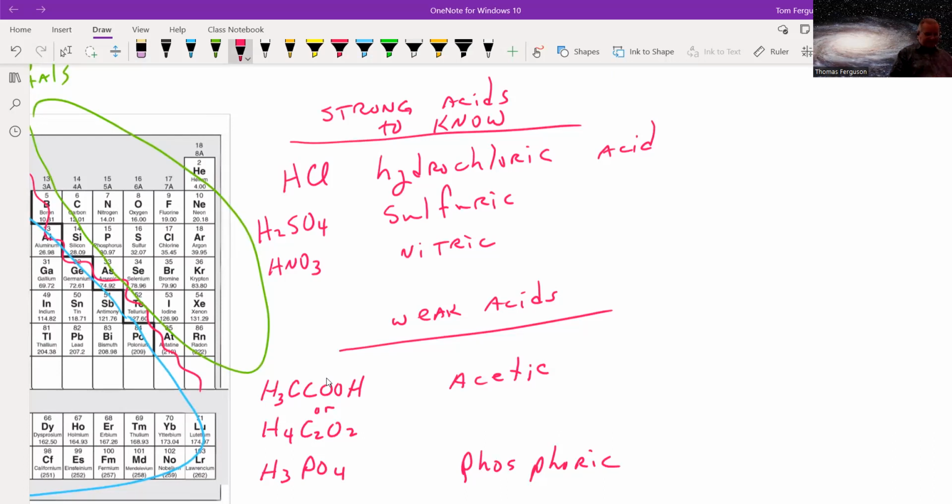The weak acids are acetic acid, which is vinegar, and then phosphoric acid. Phosphoric acid is used a lot in organic as well.